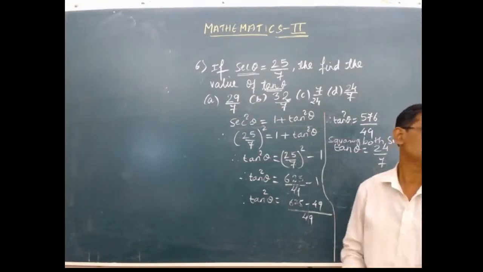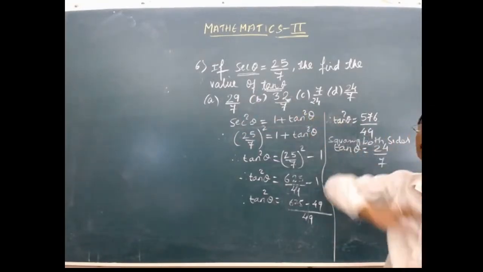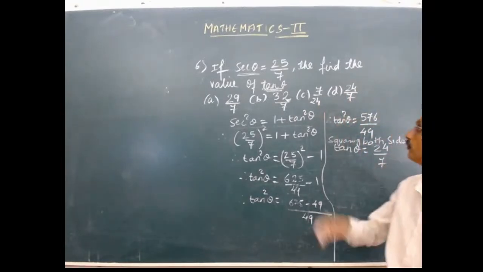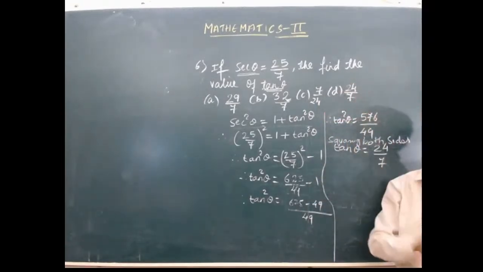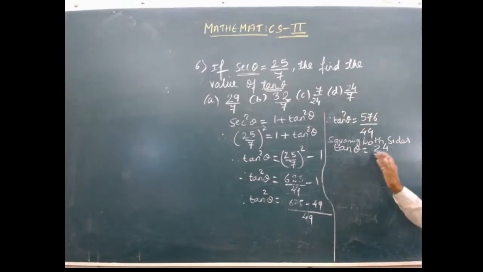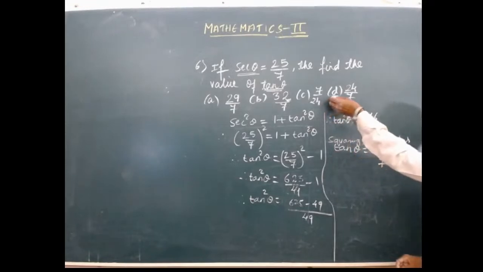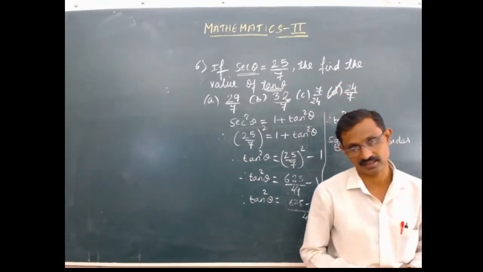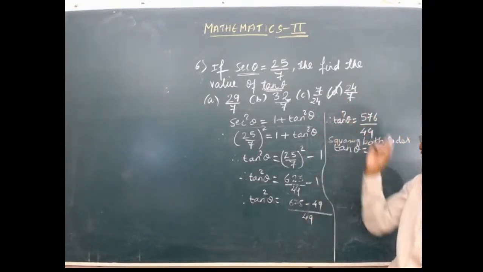Our first option is 29 upon 7. Our second option is 32 upon 7. Third option is 7 upon 24. The D option is 24 upon 7. Right, we have got 24 upon 7. That means our D option, 24 upon 7, is correct. Our D option is correct.